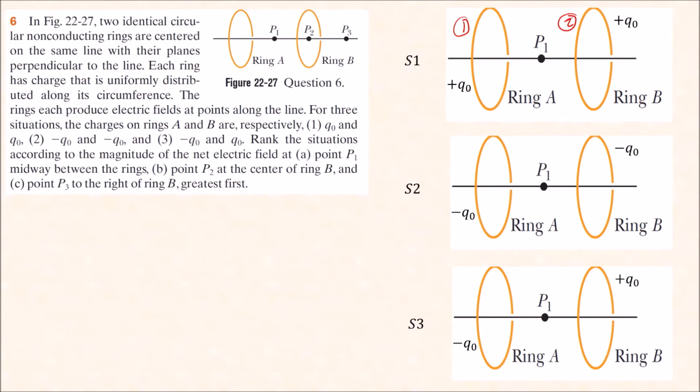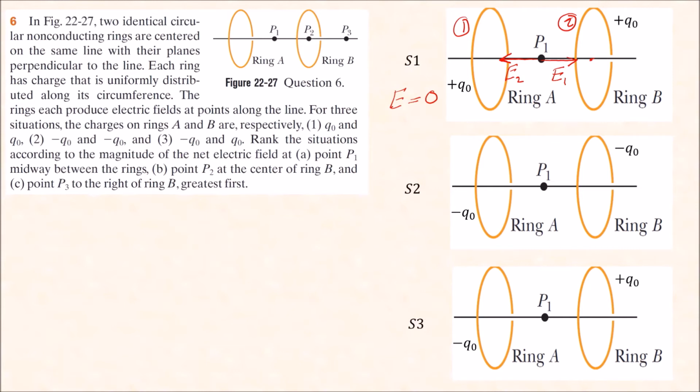And because ring number 1 is positive, the electric field at P1 is away from its center. So the E1 will be this way. And because ring number 2 is positive, the electric field at P1 of ring 2 is away from its own center. So it means it's this way, this E2. And because they have the same charge, the same radius and everything, these two cancel each other. E equals 0 at this point, because they exactly cancel each other.